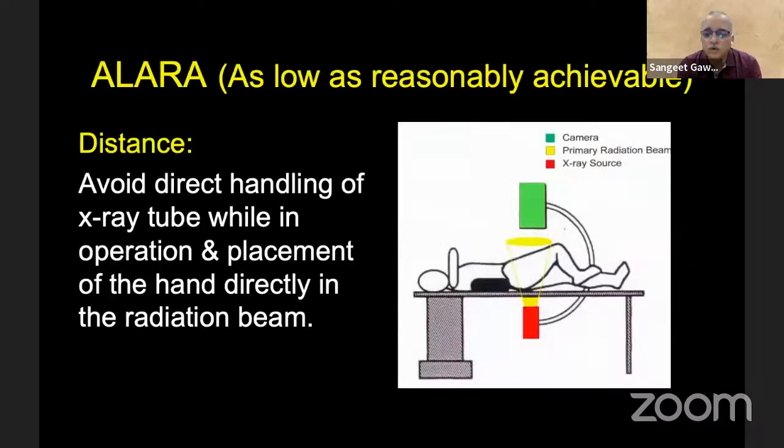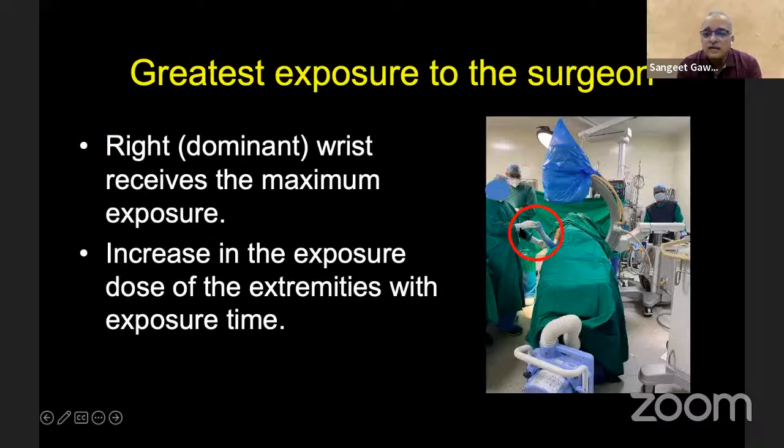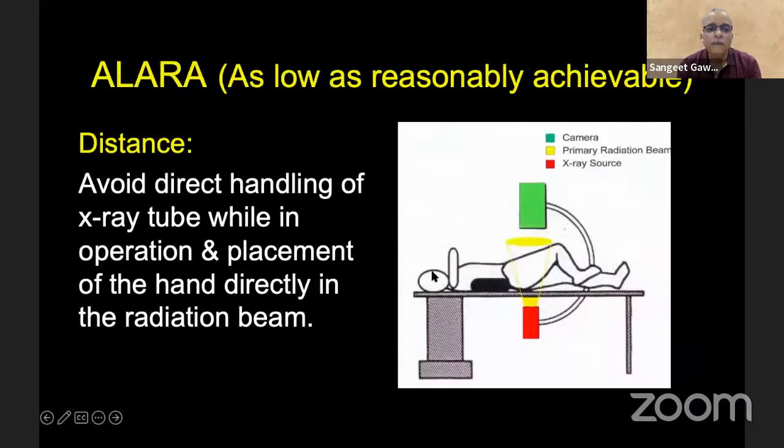And the way to protect is that your hand should not be in the direct beam of the X-ray, which is captured by the image intensifier. So avoid using your right hand for positioning the extremity. Stand away from that. Direct handling of the X-ray tube during the operation and placement of the hand directly in the radiation beam should be avoided. So this is a radiation beam.